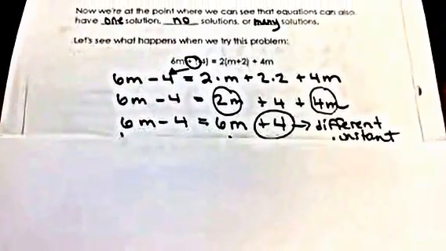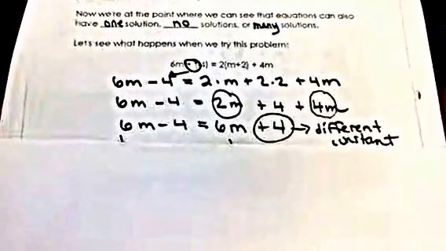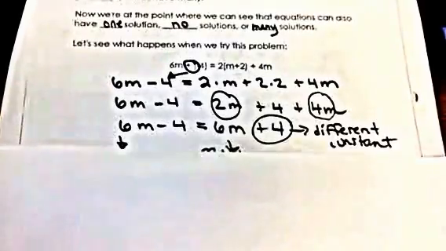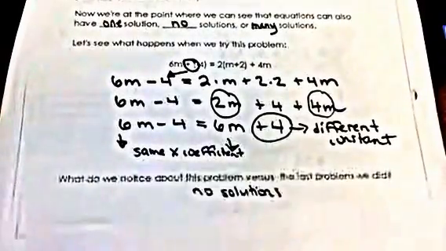And I'm going to combine my like terms. Here are my like terms, my 2m and my 4m. So what I have here is 6m minus 4 equals 6m plus 4. In this case, I do not have the same thing on both sides. I have 6m and 6m, but I have a minus 4 and a plus 4. I have a different constant.